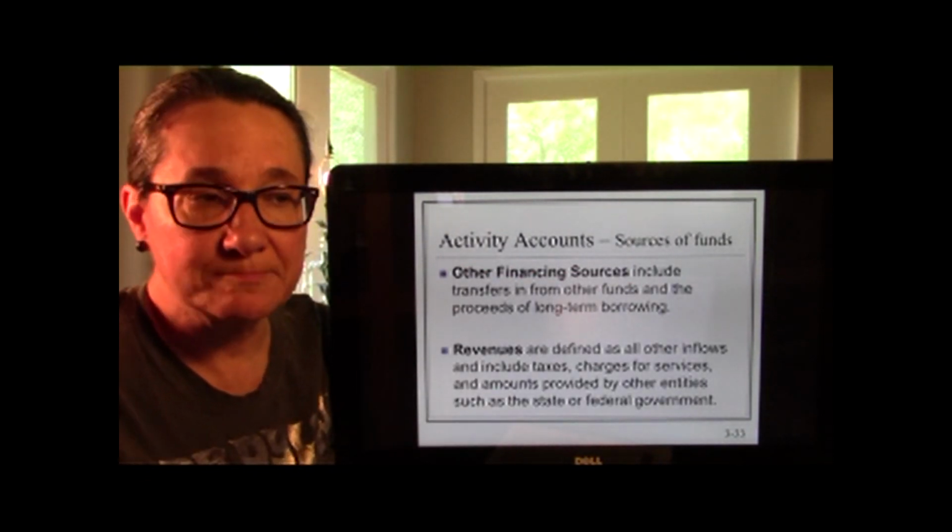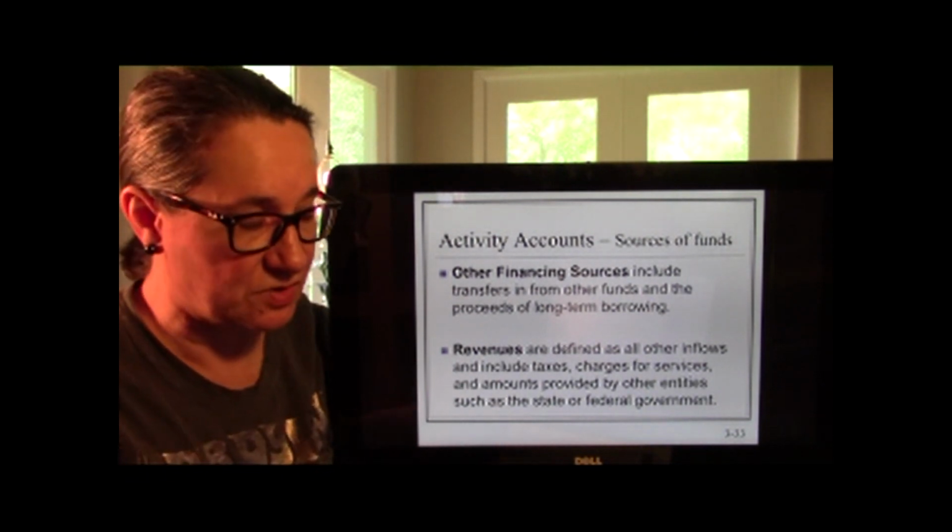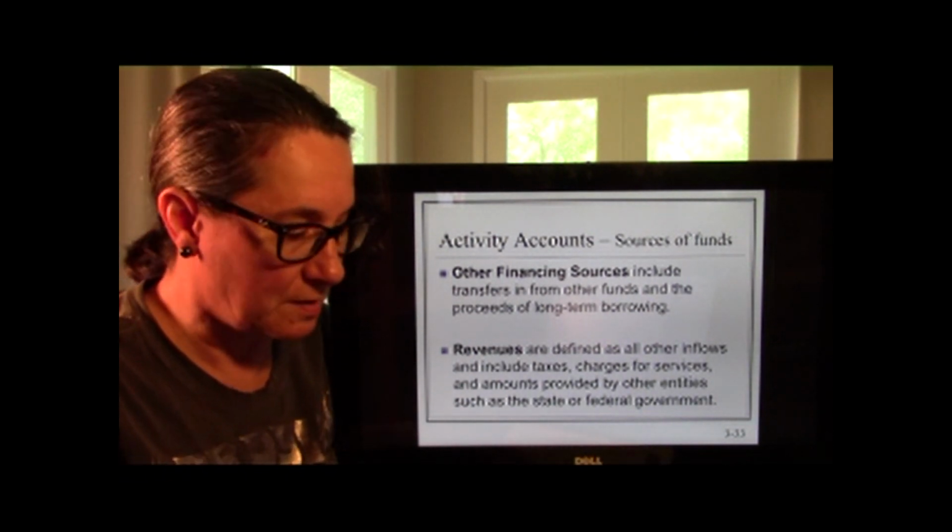We're going to stop here, and we're going to pick up with activity accounts. So you may want to flip over to page 35.